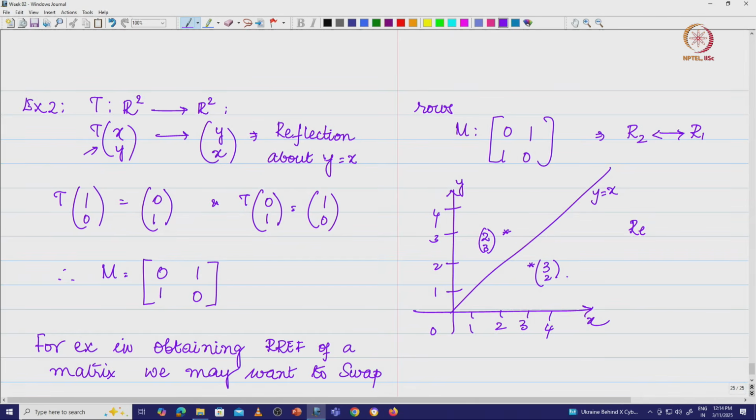Let us take another example, example 3. Again, in all these cases assume that this linear transformation T is going to map from R2 to R2. So the example that I am going to take now is the following.